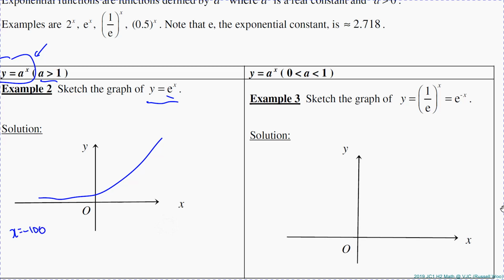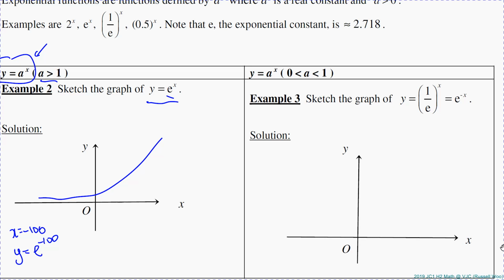No need 1000, 100 will do. Then your y is e to the power of minus 100. Now, when you have e to the power of minus 100, is it a negative number? No. It is just 1 divided by e to the power of 100, right? What is e to the power of 100? A very big number. You take 1 divided by a very big number, what do we get? Super small number. That's why it is 0.